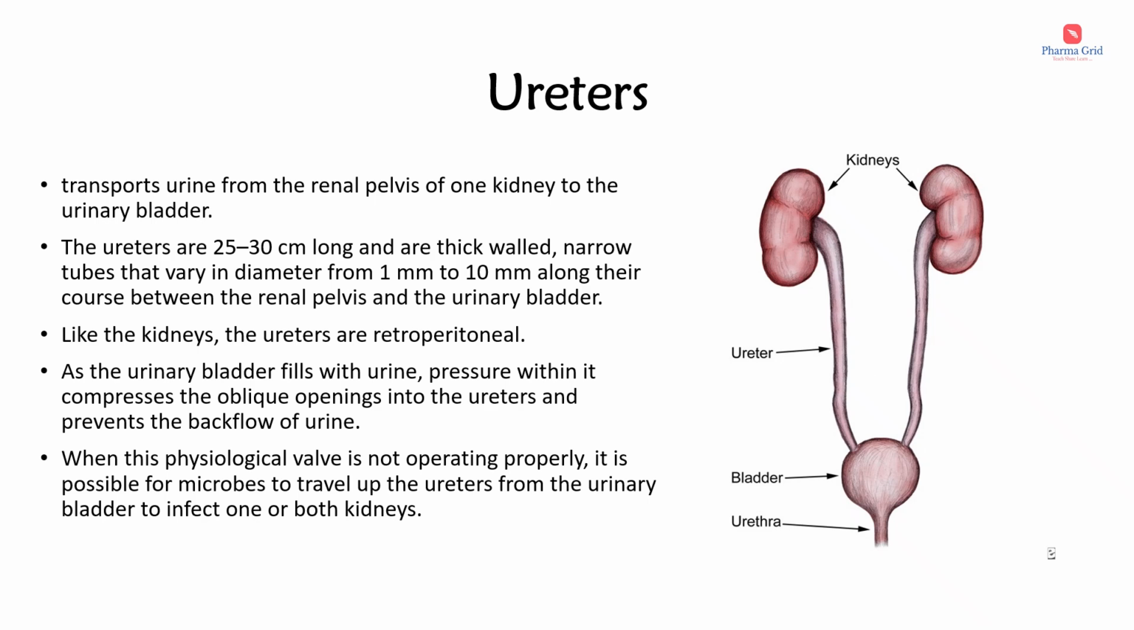Like the kidneys, the ureters are retroperitoneal. As the urinary bladder fills with urine, pressure within it compresses the oblique openings into the ureters and prevents the backflow of urine. So this is how the backflow of urine is prevented. When this physiological valve is not operating properly, it is possible for microbes to travel up the ureters from the urinary bladder to infect one or both kidneys.